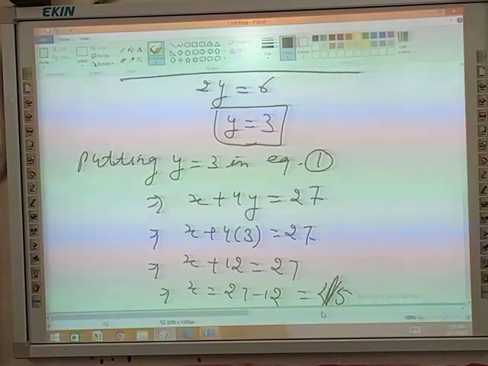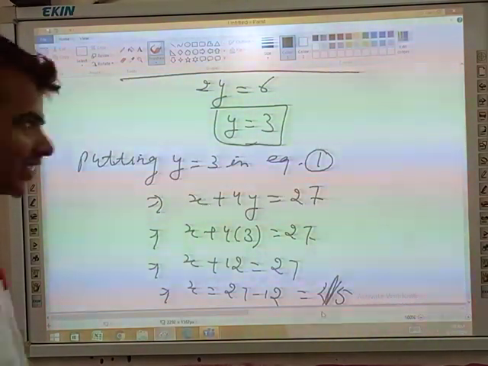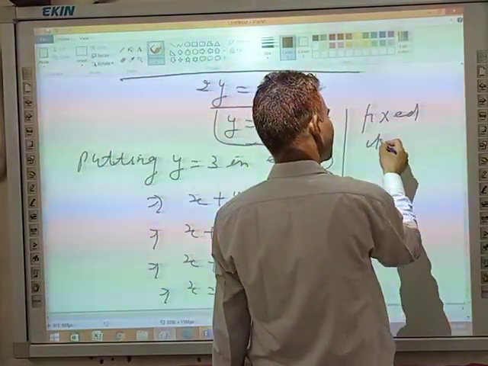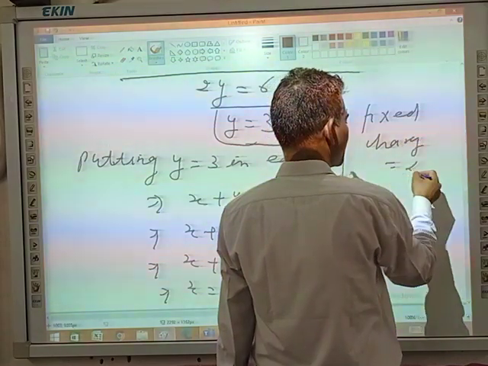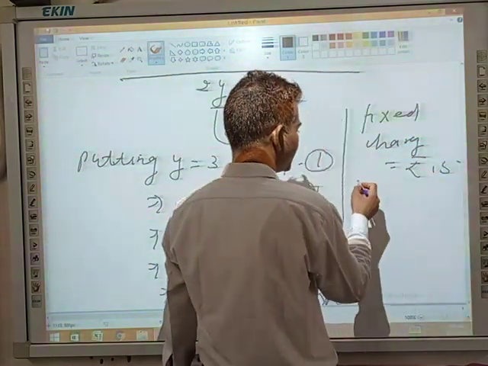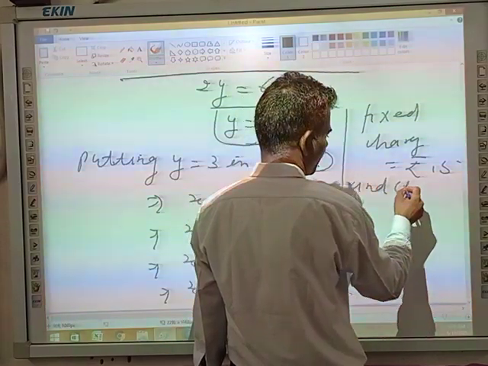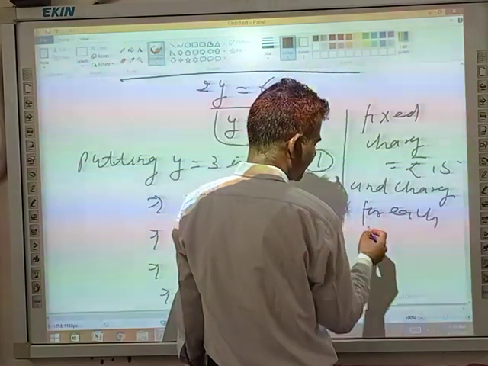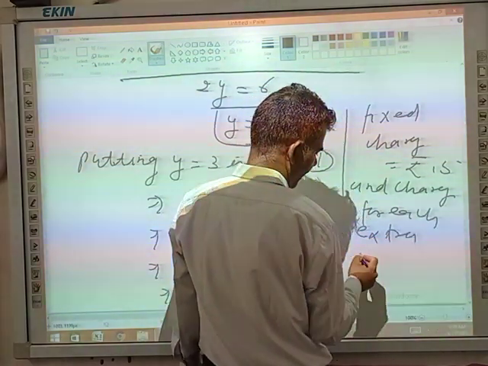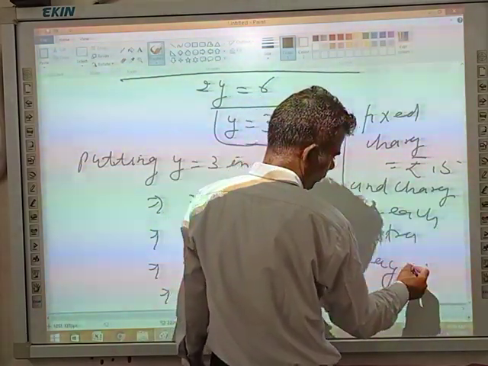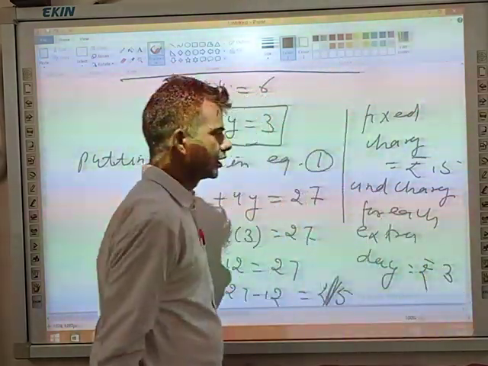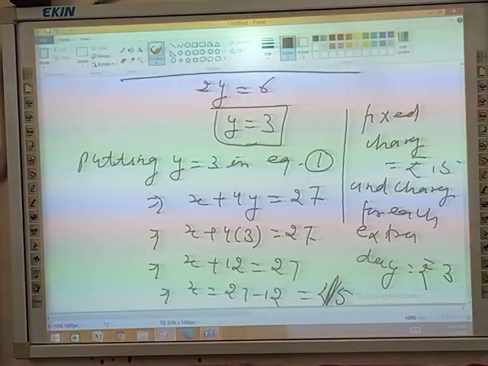So students, the fixed charge is rupees 15 and the charge for each extra day is rupees 3. Rupees 3. Students, now it is completed.